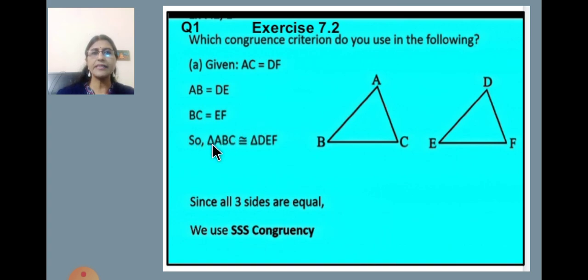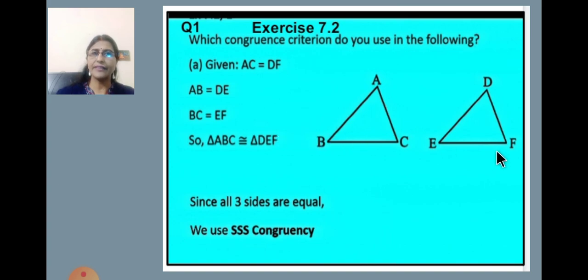Now they have given this also, triangle ABC is congruent to triangle DEF. So what you have to do? You have to just find out the congruence criteria. So this question you can do in your textbook also. You need not write, because all these things are given in the question only.